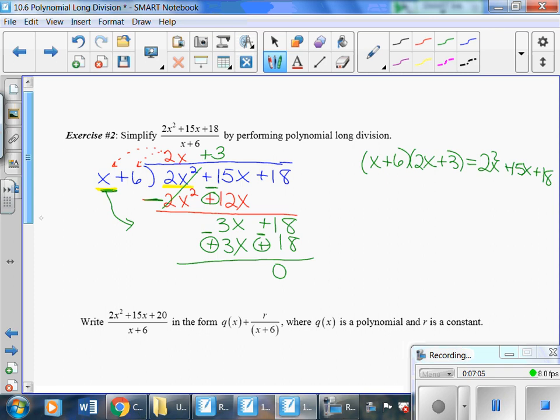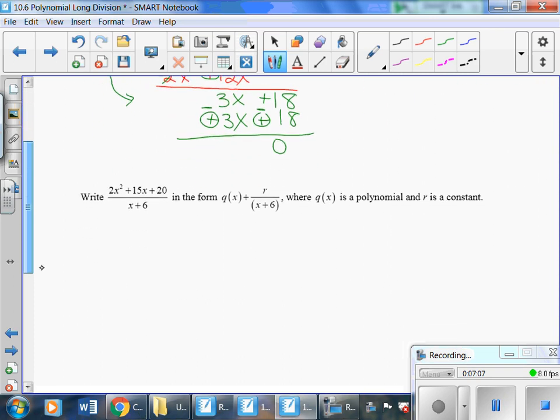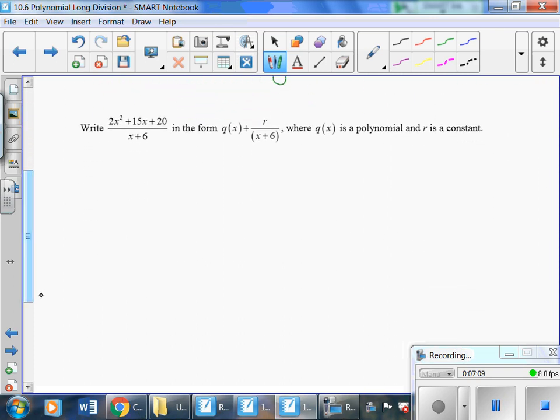So if you look at the next one, you'll see that the only difference here is that instead of 2x squared plus 15x plus 18, we're going to get plus 20. So I'm hoping you're kind of realizing what our remainder is going to be right away. So let's do the same thing now. X plus 6 goes into 2x squared plus 15x plus 20.